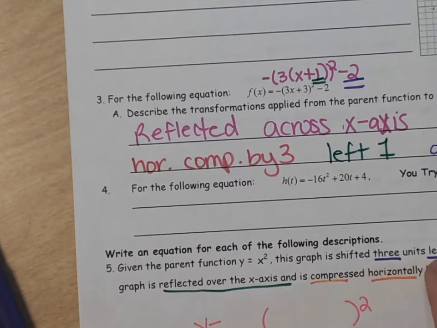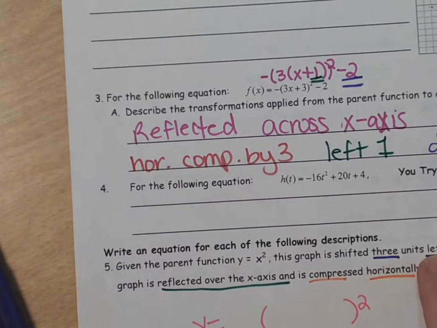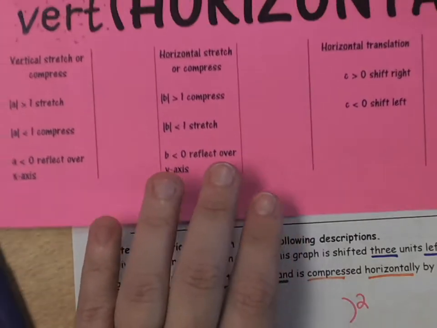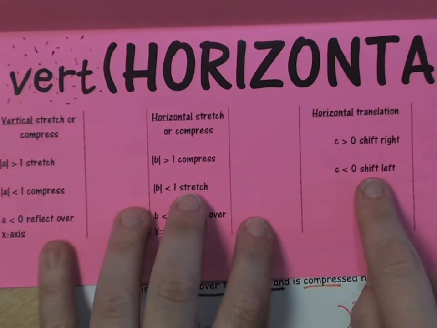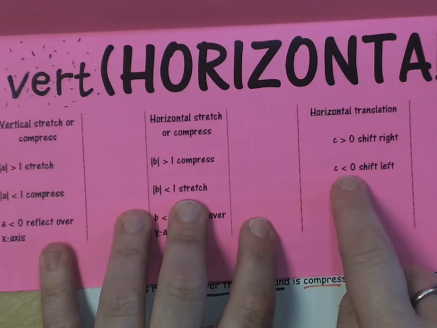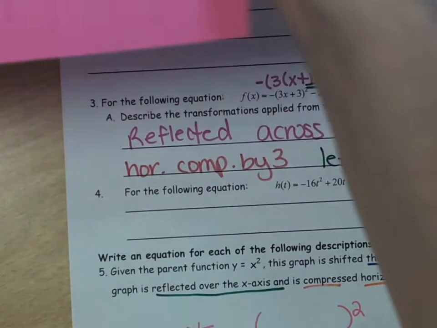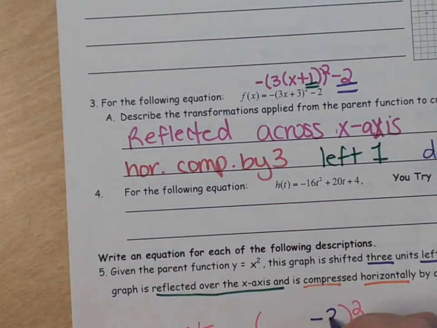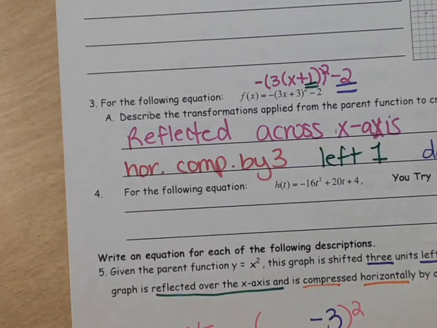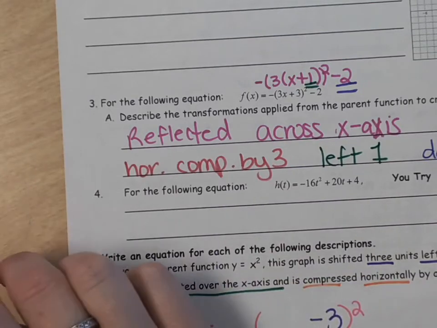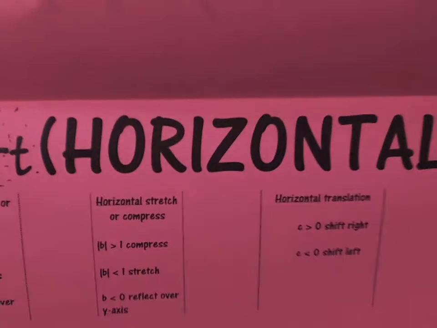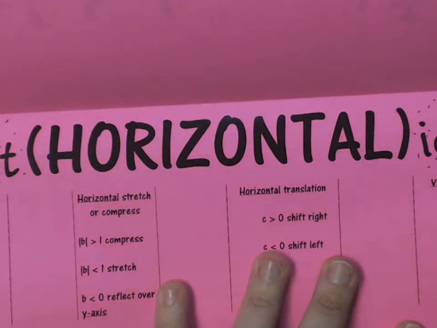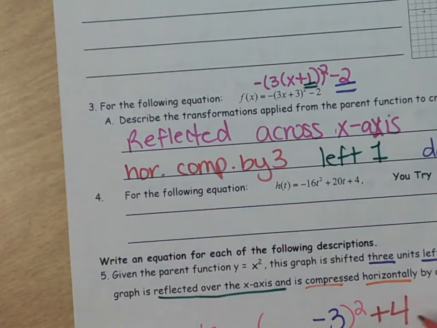First, we want to go left 3. So left 3. Look right here. It says left is when c is less than 0. So I'm going to put less than, which is a negative 3. When we get done, we're going to put it in the calculator and see if it actually did this. We want to go up 4. Well, up means that d is bigger than 0. So plus 4.